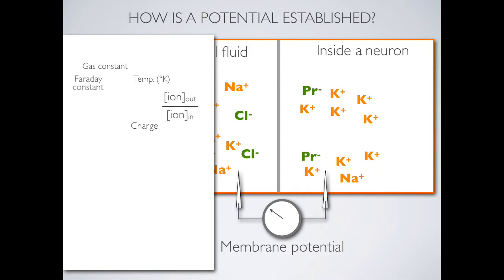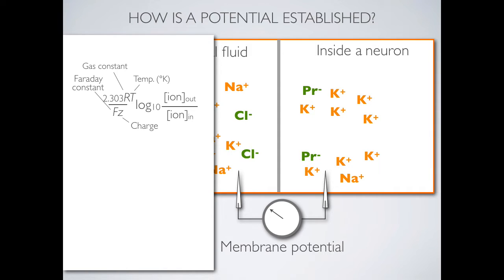And so if you really know your physics, you could figure out that the gas constant factors in there, the temperature of this solution, and so that's going to be our body temperature, the Faraday constant, and then in the denominator we have the valence or the charge. And then there's another constant in there, 2.303.